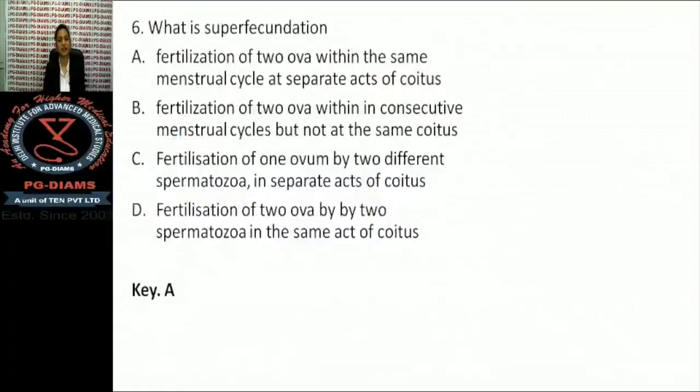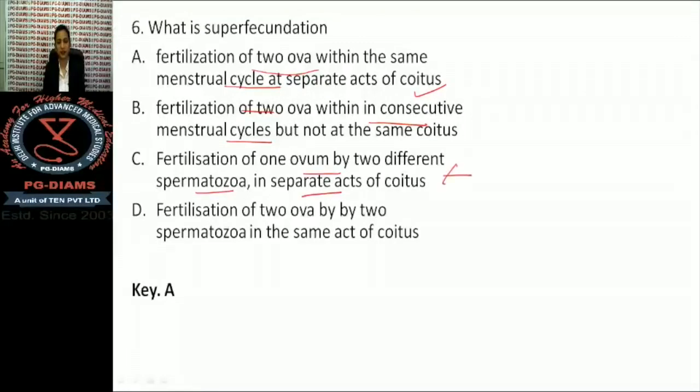Here your answer, is it A? Fertilization of two ova within the same menstrual cycle at separate acts of coitus. That's correct. What is B? Two ova, consecutive menstrual cycles. This is superfetation. And one ovum by two different spermatozoa in separate acts of coitus.